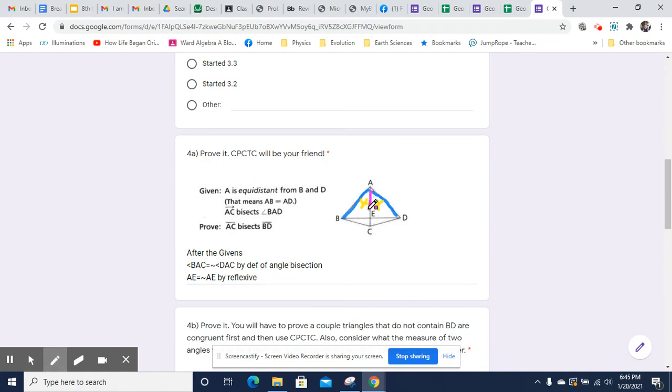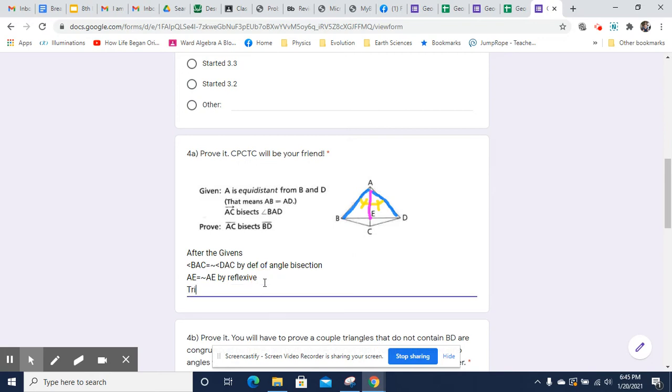So I'll use magenta there. Now, once I've done that, I now have a side angle side, and that way I can now prove that triangle BAE is congruent to triangle DAE by side angle side postulate.